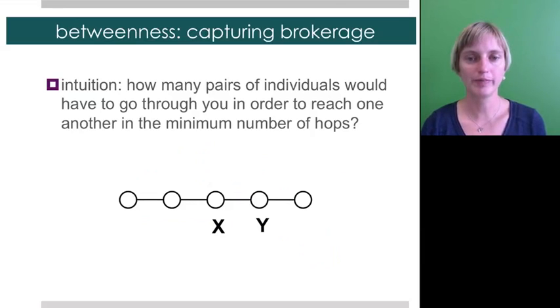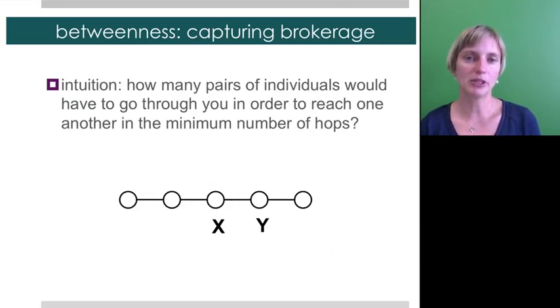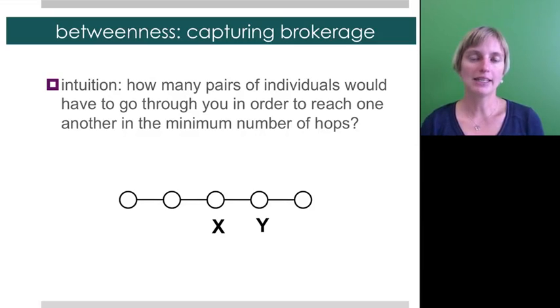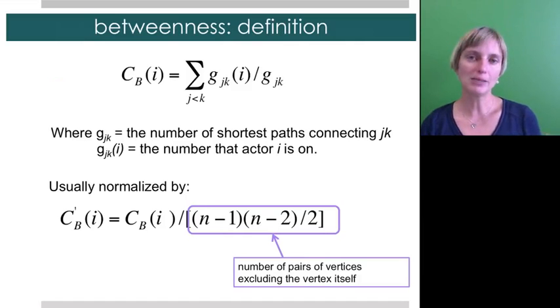So let's look at this measure of betweenness, which is going to capture brokerage. The basic idea is that you're asking how many pairs of individuals in the network would be connected through you on their shortest path to each other. So are you on the shortest path between those other two nodes? And it's possible for there to be multiple short paths.